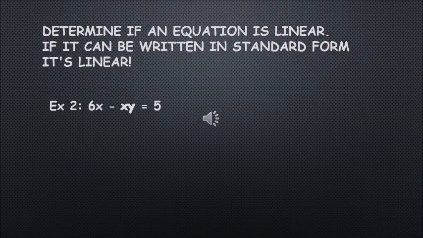For example 2, the x and the y terms are both on the left side, and the constant 5 is on the right side. Our a is greater than or equal to 0. Our a is 6. There aren't any fractions or decimals, but the second term is x times y. You cannot multiply x and y and be a linear equation. No more work needs to be done on this problem. This is not a linear equation, and therefore it cannot be written in standard form.